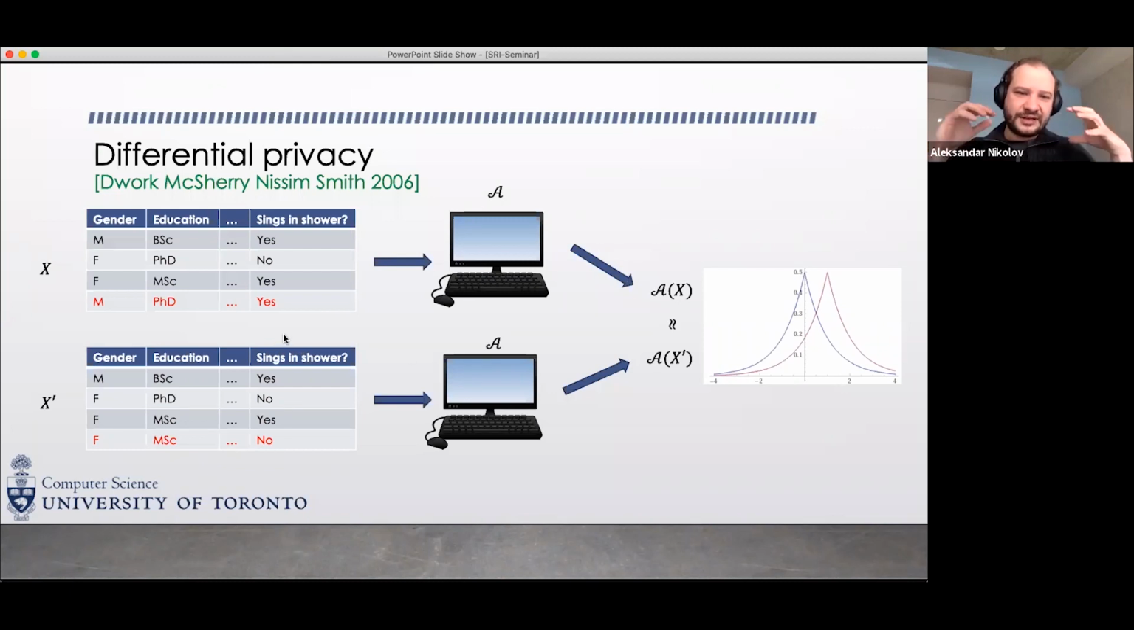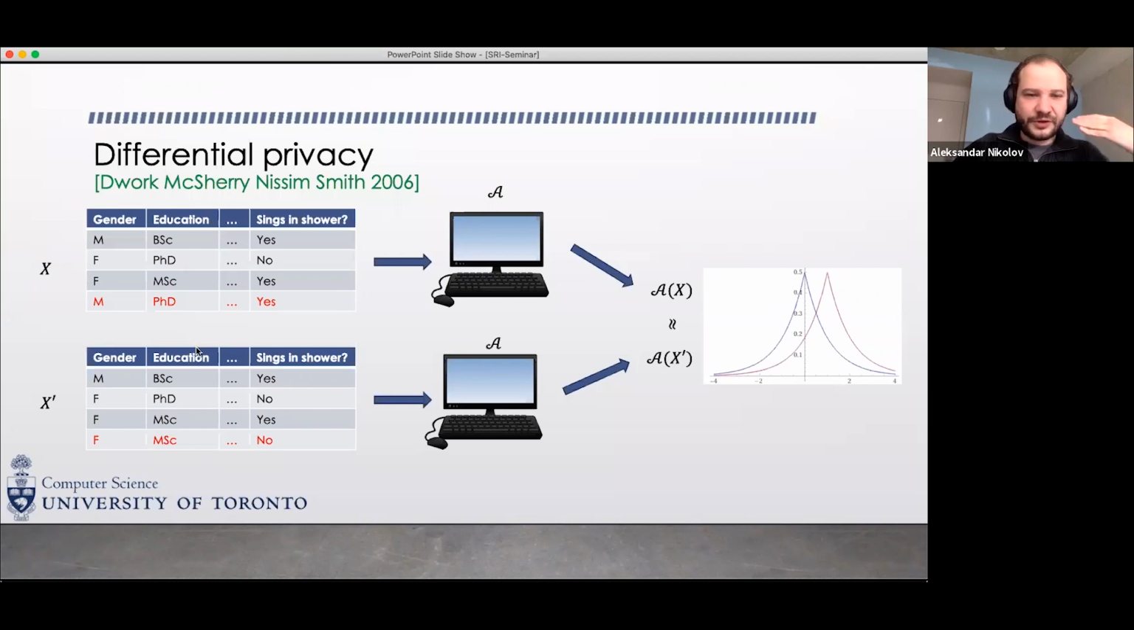And then we have an alternative world in which we take that same data set, but we take the data of one person. Maybe this row in the data set corresponds to me. I take this data set and I change it. I change this row in the data. I change my data in the data set in some arbitrary way. Okay, so I take the data of one person and I change it in some arbitrary way, and I produce a new data set X prime.